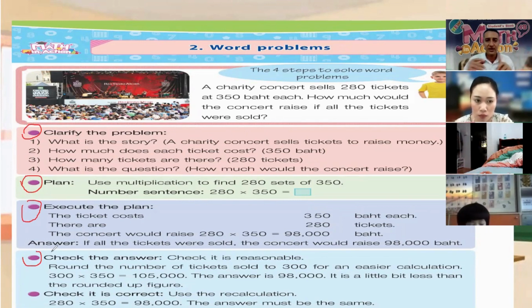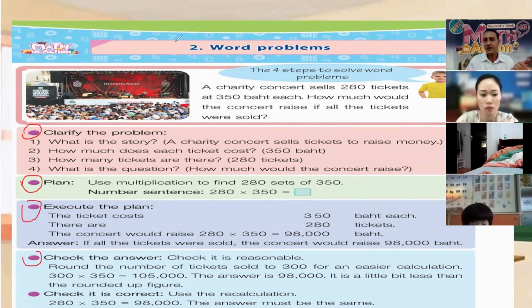First of all, how are you going to clarify the problem? You have to make sure what the story is about, the information given to us. Then you have to make a plan: which calculation you are going to use, which method, multiplication or division or addition. Then step 3, executing the plan, so perform the calculation. Once you perform the calculation, you get the answer. The final step is to check whether your answer is correct or not.